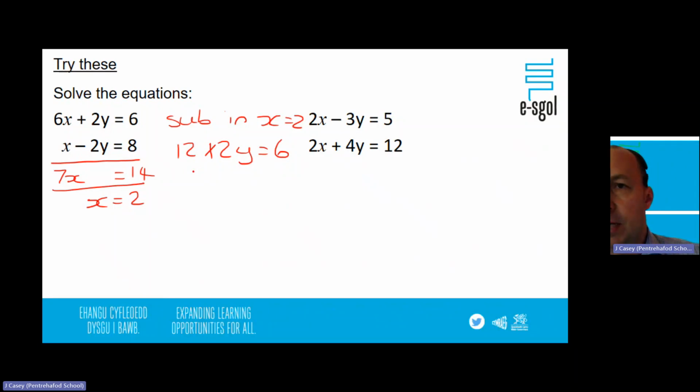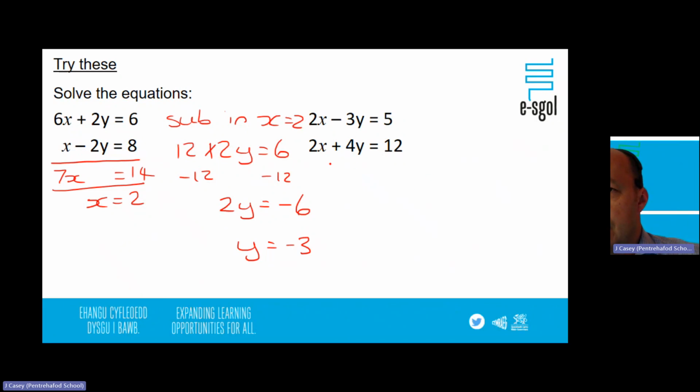I'm going to take away 12 from both sides. That gives me a value of 2y. 6 take away 12 is minus 6. And then I'm going to divide by 2 at the end. So divide by 2 gives me an answer of minus 3 for y.